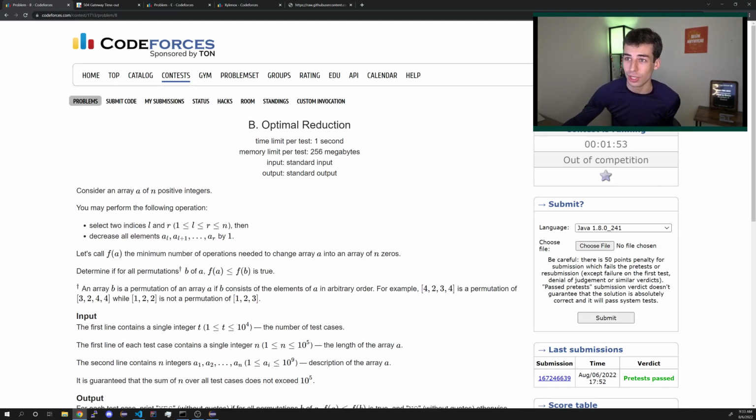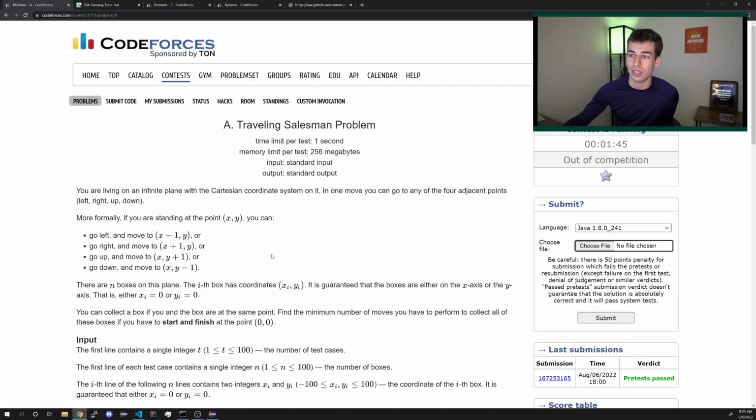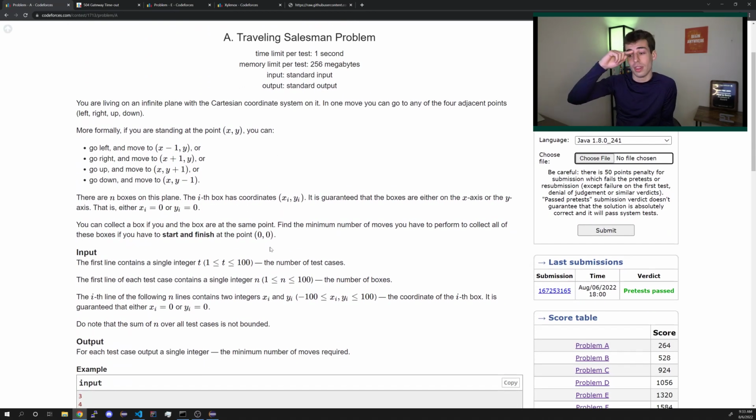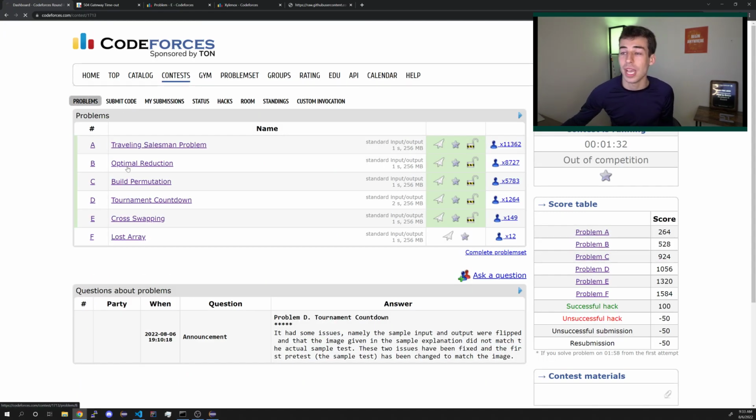All right, optimal reduction. So here you have some array of n integers. Yeah, I didn't solve A for a while because I didn't read the fact that they were only on the axes. I thought they could be anywhere. And it's like, oh man, this is a tough problem. But it turns out it's not. Only on the axes makes it very easy. Okay, problem B, optimal reduction.